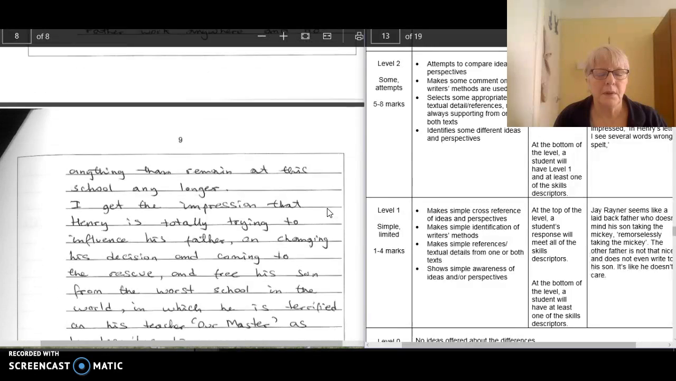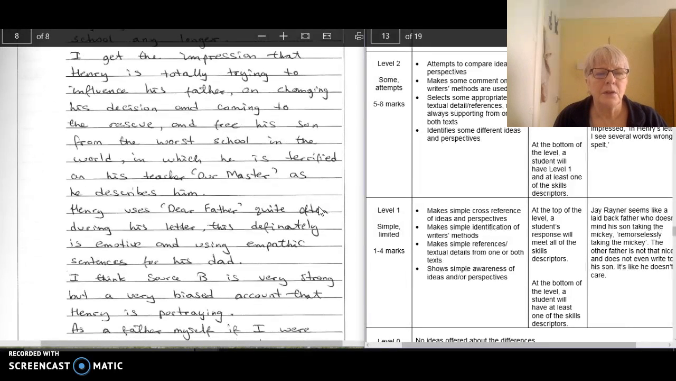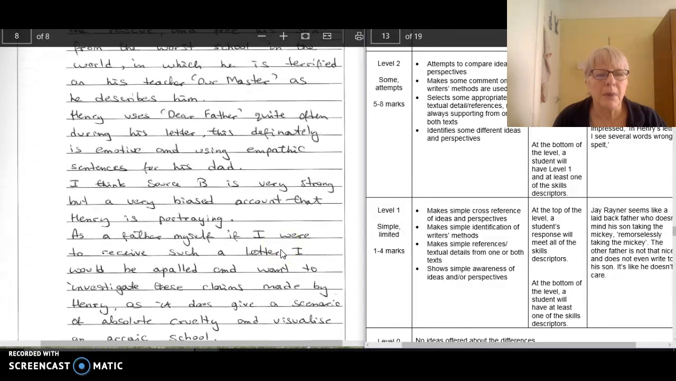So you have given a good consideration of his attitude towards education here, and you've given some good examples of the methods that he uses, where you said he's terrified of his teacher, he uses dear father quite often, emotive and empathetic sentences, very strong and biased.